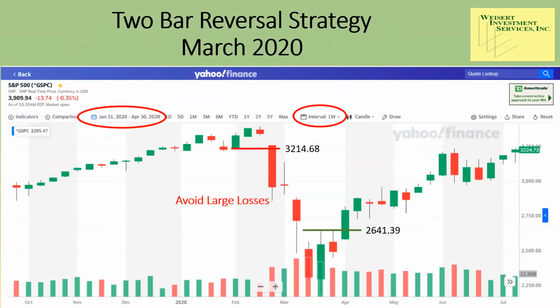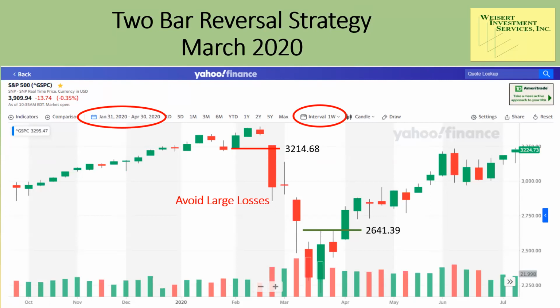Okay, next one. This is the 2-bar reversal strategy back in the last bear market that we had, pandemic, in 2020. Again, we're looking at 1 week periodicity. The left circle says this is the beginning or the end of January 2020 up until the end of April. And you'll notice the 2-bar reversal. So we would have gotten out probably about mid-February when the S&P 500 crossed 3214.